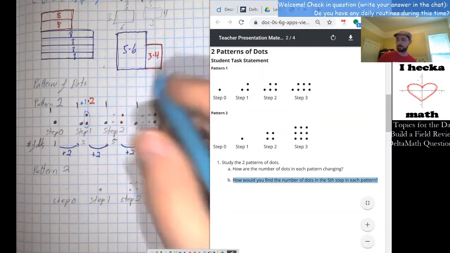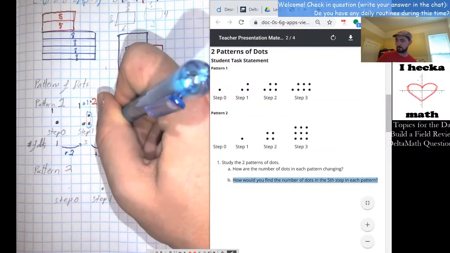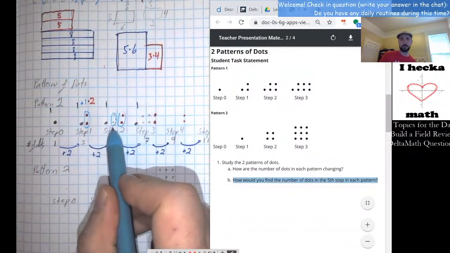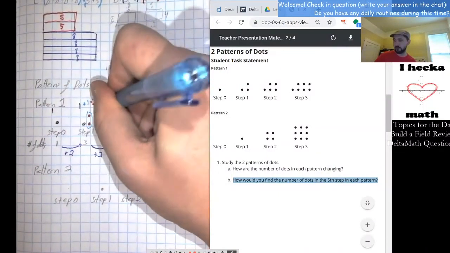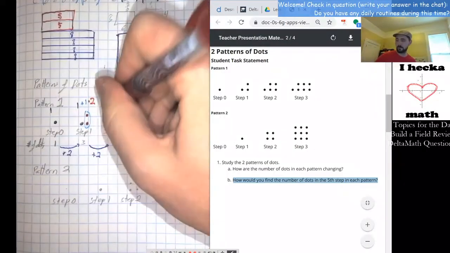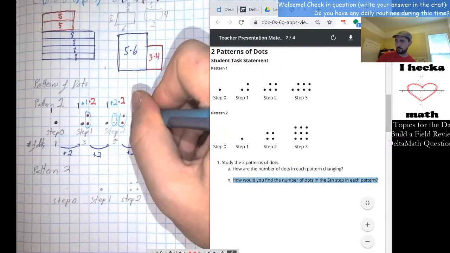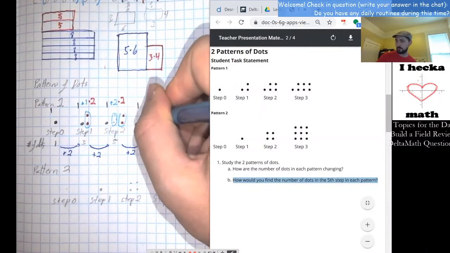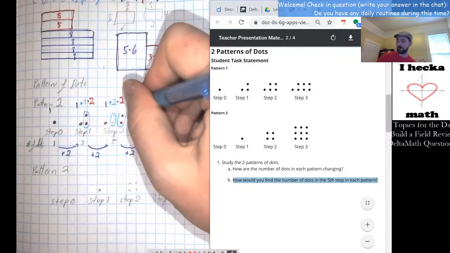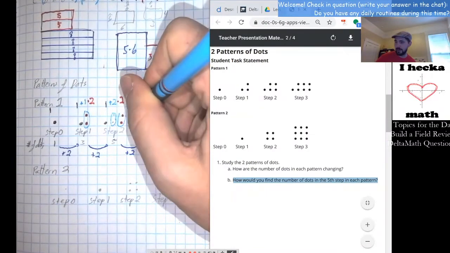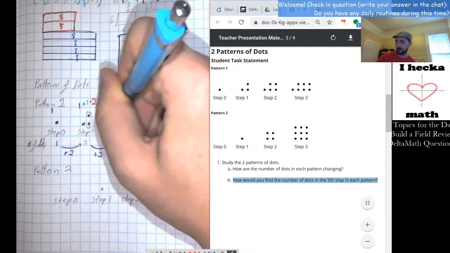Okay, in step two, we had the original pair, and then we have another pair of twos. So now we have a total of two pairs of two. In step three, we have three pairs of two. And so this is a different way of annotating the pattern, but also of seeing the pattern.